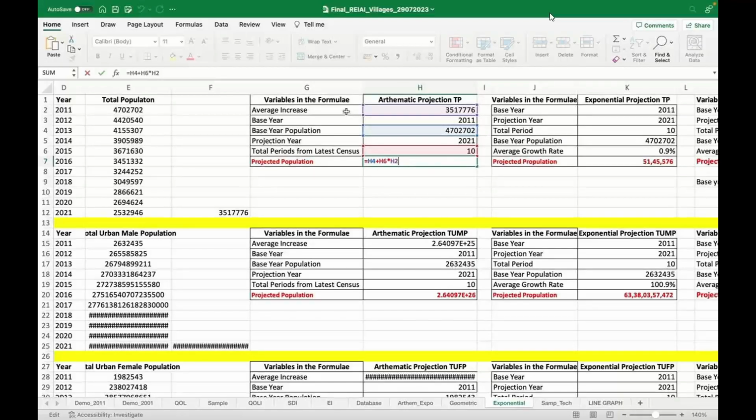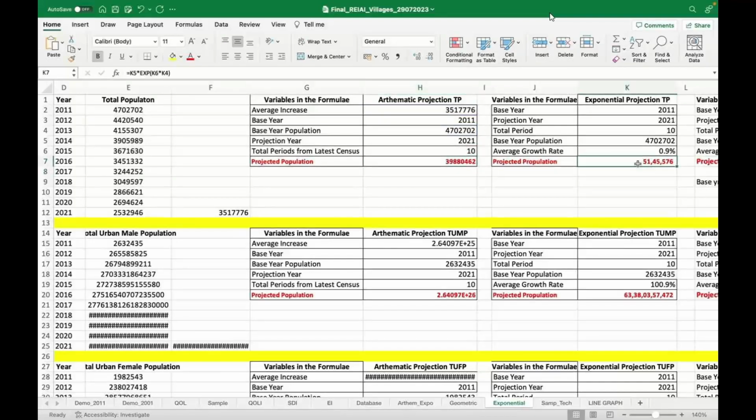H4, average increase, plus base year population into this total period, plus H2. Base year population into H2, which is 10. So the moment you put those readings in, you will get an arithmetic progression.